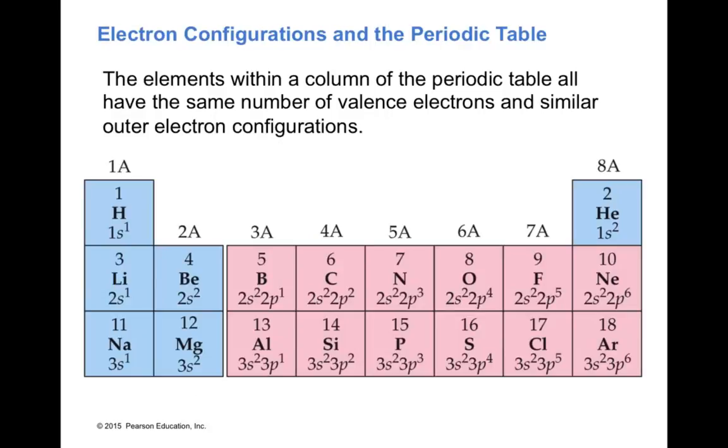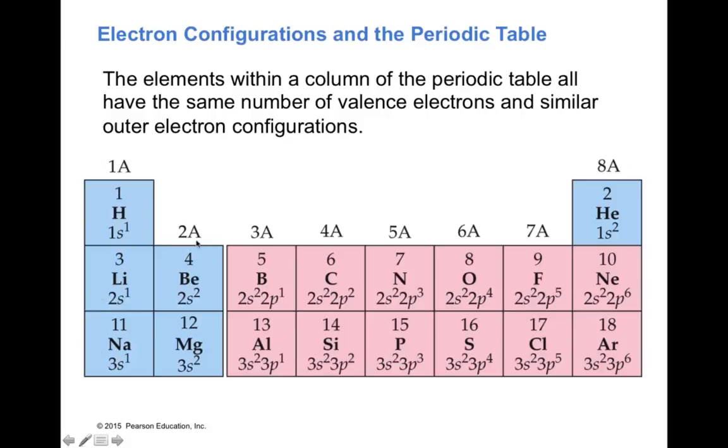So, electron configurations and the periodic table. The elements within a column of the periodic table all have the same number of valence electrons and similar outer electron configurations. As we can see here, for family 1, we have hydrogen 1s1, lithium 2s1, sodium 3s1. So they basically have the same outer electronic configuration, s1, s1, s1, even though they are in different shells: shell 1, shell 2, and shell 3.